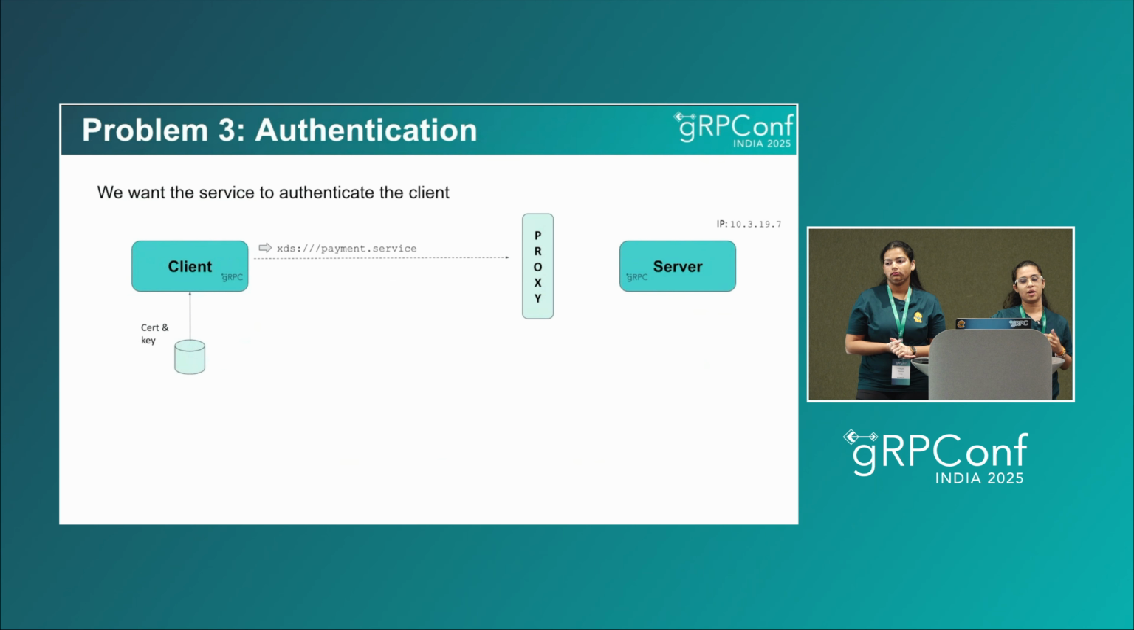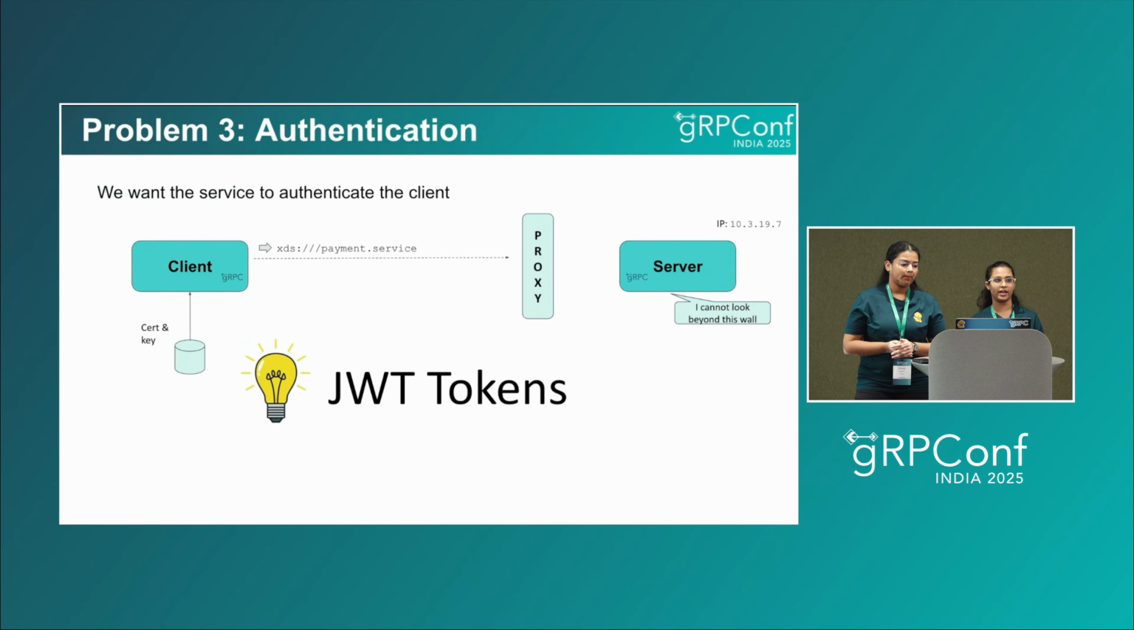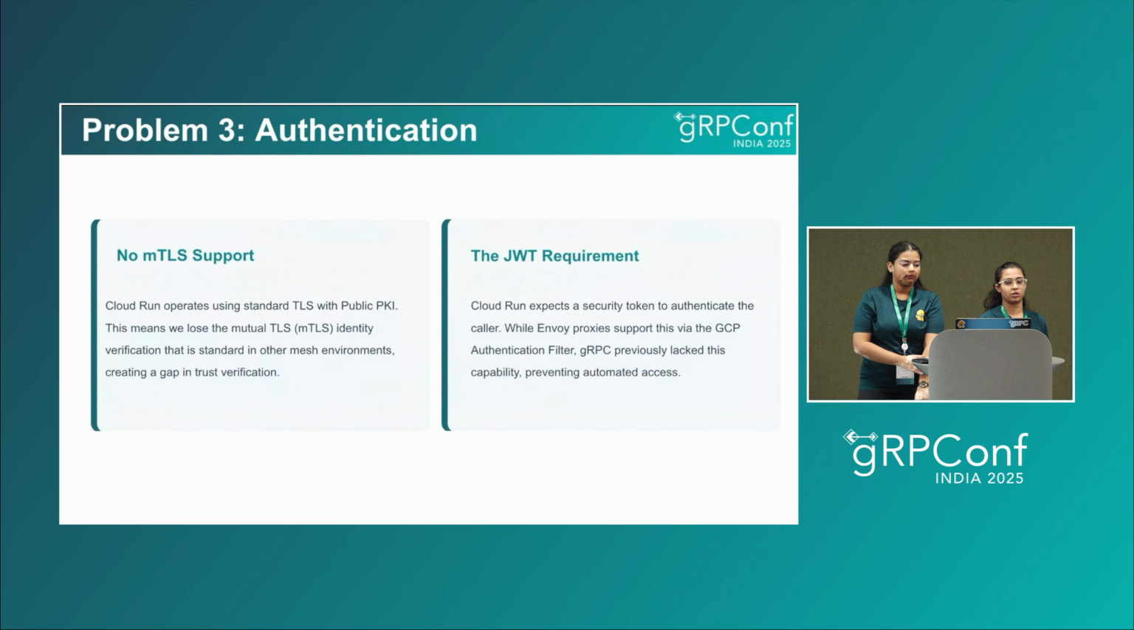And since the server knows the root CA and the issuance chain, it will easily be able to verify who the client is. But when a proxy comes in between and the client tries to connect to the server, the proxy is going to say, I cannot look beyond this wall and I don't know who the client is. Neither is the proxy going to be able to verify it, because the proxy understands public certificates. So what did we do? We had to use JWT tokens. So basically we had an identity problem, and as we said, the normal TLS that used to work in a standard mesh system doesn't work anymore.